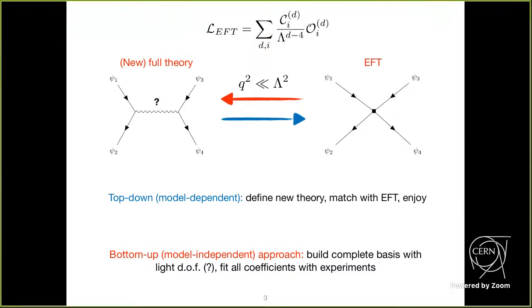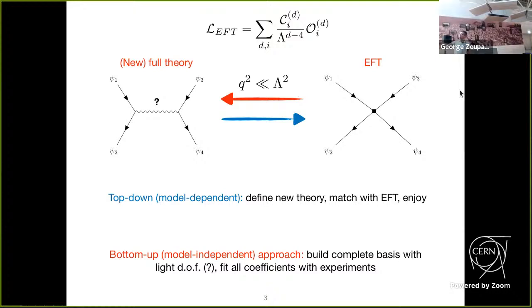So now we have two ways we can approach EFT. One is the so-called, I called it, top-down. We start by defining our favorite new physics model. Then we match it. That is, we ask that the amplitude of the new physics model is the same as the one from the EFT, and then we do all the predictions and calculations that we like.